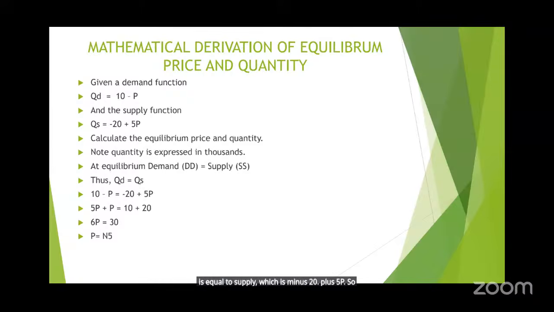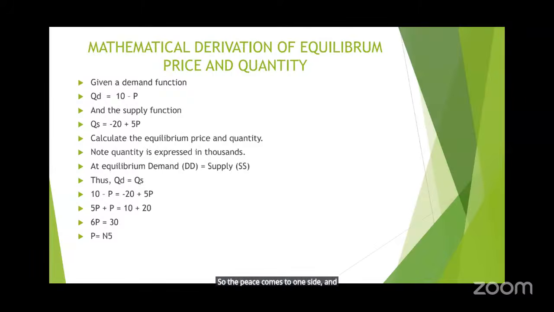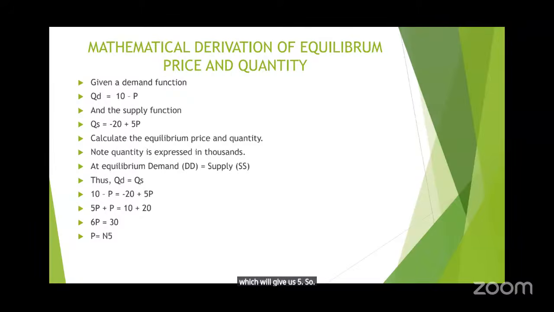Once we equate them together, the next thing to do is to collect like terms. So the P's come to one side and the numbers go to the other side. So we have 5P plus P is equal to 10 plus 20. That gives us 6P equals 30. Of course, we are looking for P, which is price. And so the price is 30 divided by 6, which will give us 5. So price is 5 naira.